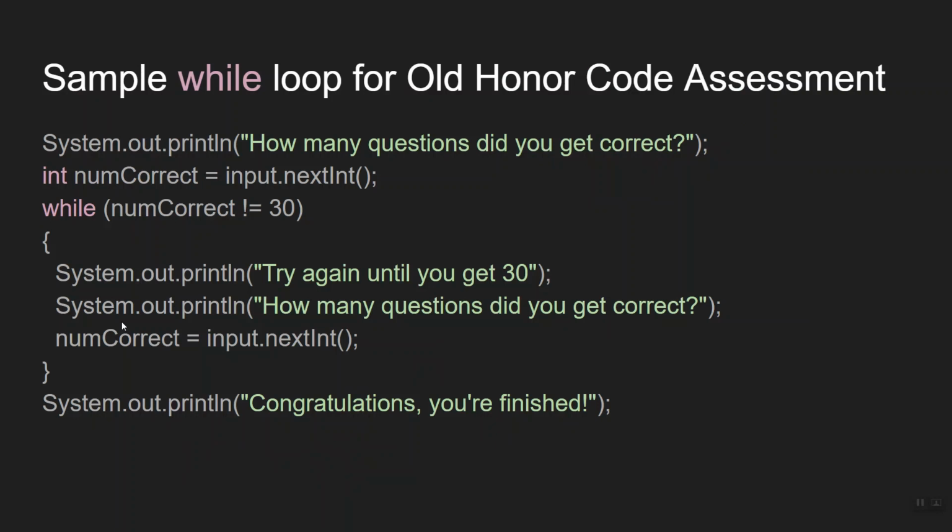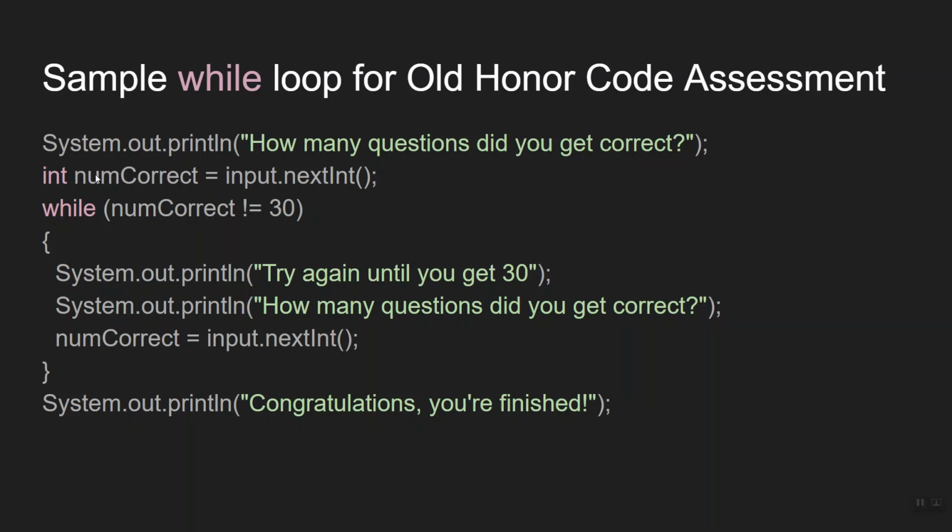So let's take a look at a set of code that examines how the old honor code assessment used to be operated. In this situation, there were 30 multiple choice questions, and you had to get all 30 correct in order to pass and progress and be finished with the assessment. But you could take it as many times as you wanted. That was part of the warm-up exercises, so hopefully you understand where this is coming from.